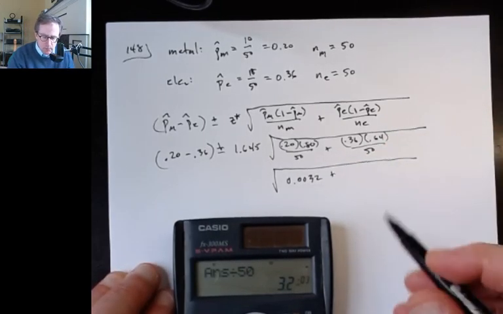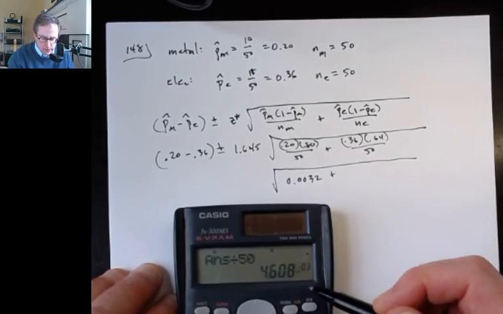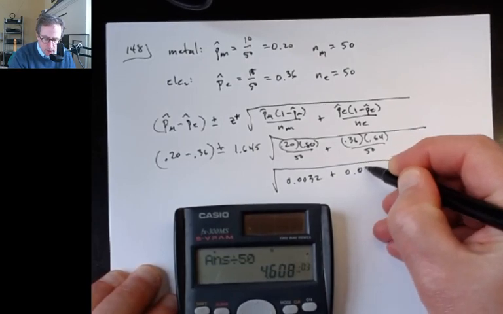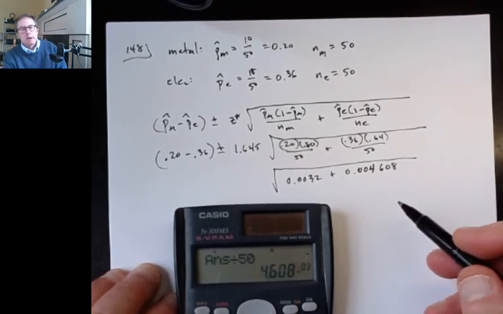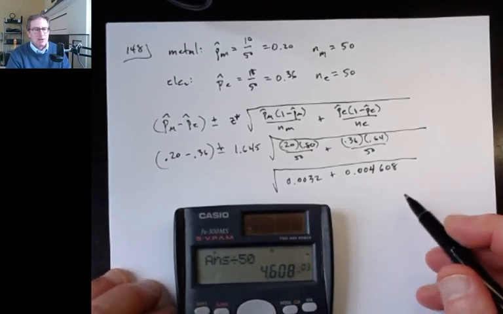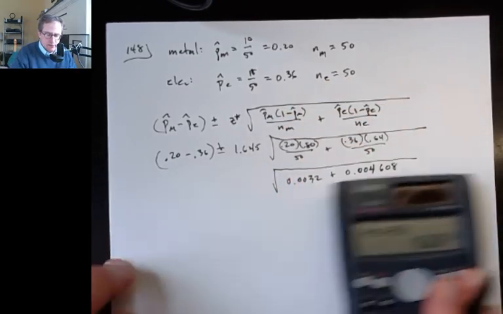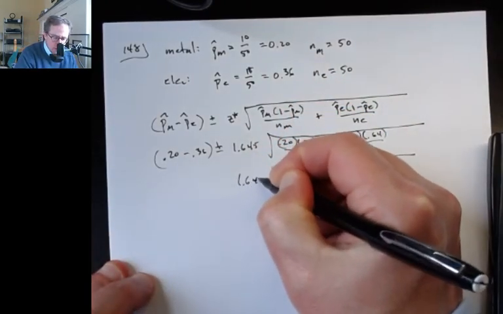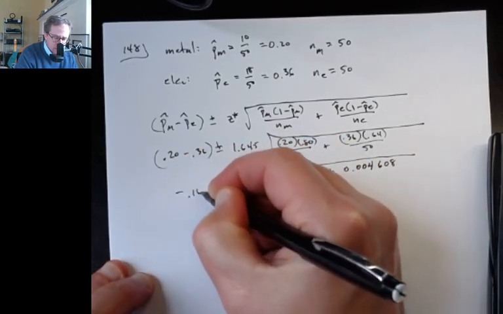Okay, and then the other half, 0.36 times 0.64 divided by 50 equals, and I got 4.608 times 10 to the minus 3, so this is 0.004608. And you can round that a little bit. I'm not all that interested. What is this, the 36th decimal place? Come on. Anyway, I wrote down what I had. Okay, still the 1.645, the plus and minus, 0.20 minus 0.36, so that's minus 0.16.